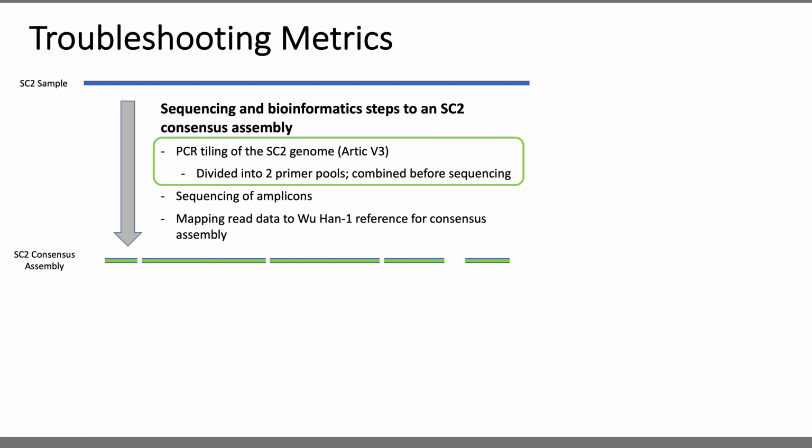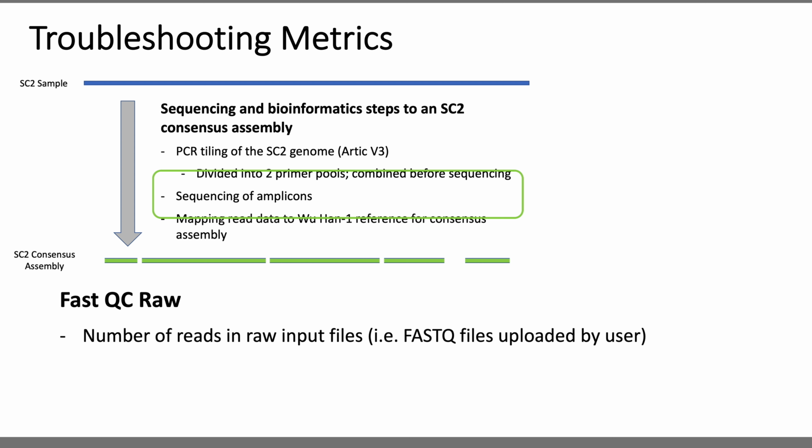Okay, so next is the process of actually sequencing these SARS-CoV-2 amplicons with your NGS platform. And in this step, ideally, you'll be able to generate loads of read data for specifically the SARS-CoV-2 amplicons you generate. So the first thing you can check to see if this is true is to see plainly how much read data was generated by looking at the FastQC raw metric. This is the total count of read data within the user-provided FastQ file. So the higher that this count is, the more read data was actually created during the sequencing experiment itself.